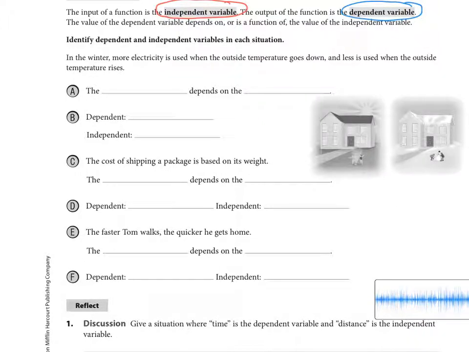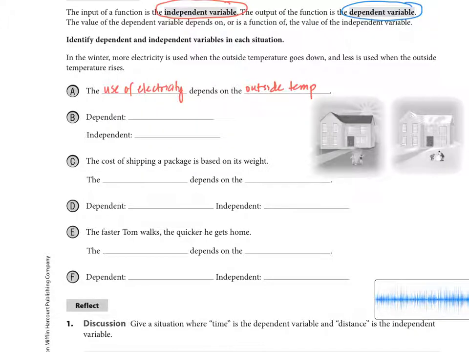So the more electricity used when the outside temperature goes down, and then vice versa, less is used when the temperature rises. So the amount, or I want to say the use of electricity, because we can actually measure this, so this is a quantity. It depends on the outside temperature, right? So it wouldn't make sense if you said the temperature depends on the amount of electricity. That would be really weird, because it's like saying, if I use more electricity in my house, that's going to all of a sudden determine what the temperature is. No, it's the other way around. The temperature is going to determine how much electricity we use, like for AC or for the heater.